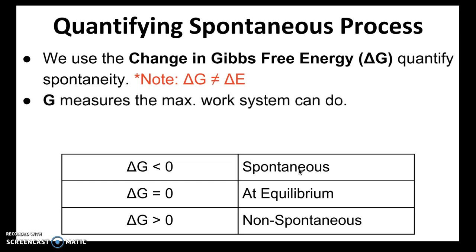One quick note is that G, or Gibbs, measures the maximum work a system can do. We're going to learn more about that later, but that's really just to say that delta G is not the change in energy. They're not the same exact things.